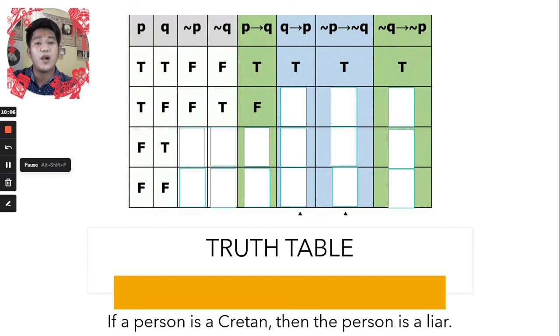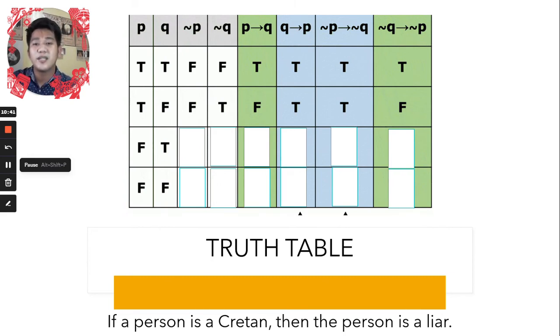Now, how about the converse? It will be true this time. Why? We interchange. Okay? So therefore, it will become true. You just change it. And then, its inverse is true. And then, the contrapositive is false, because the contrapositive depends on the conditional statement. It is the inverse of the converse, right?